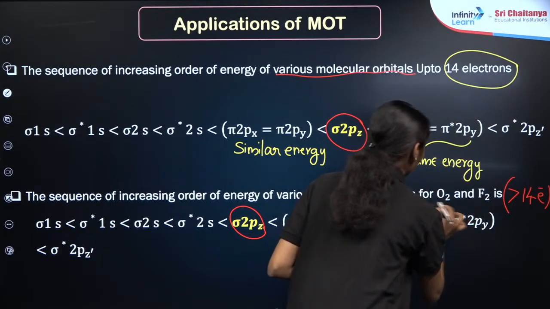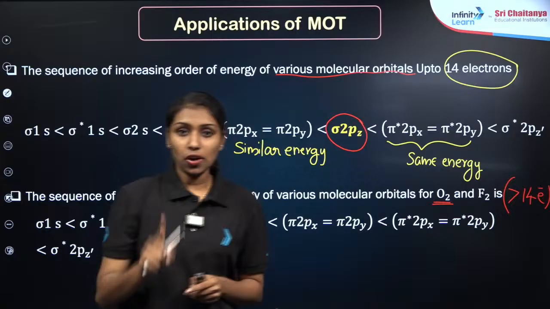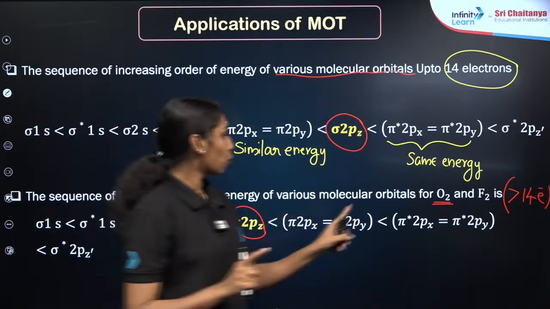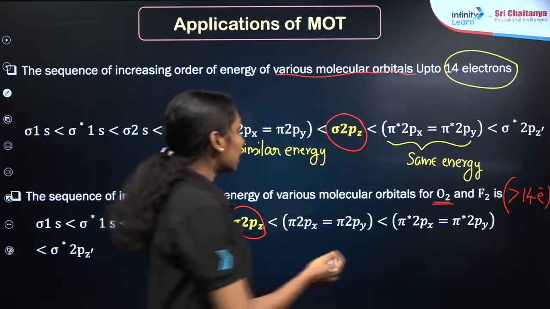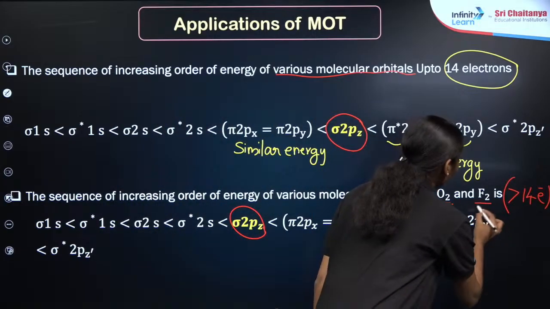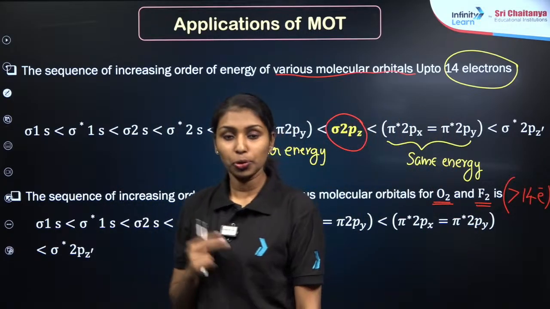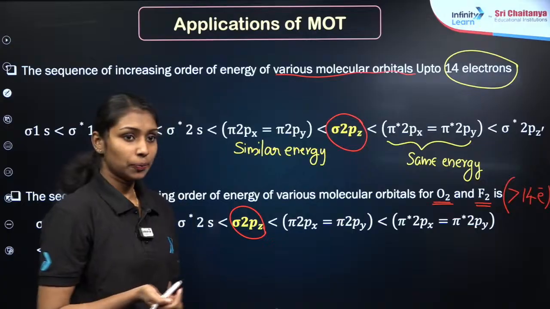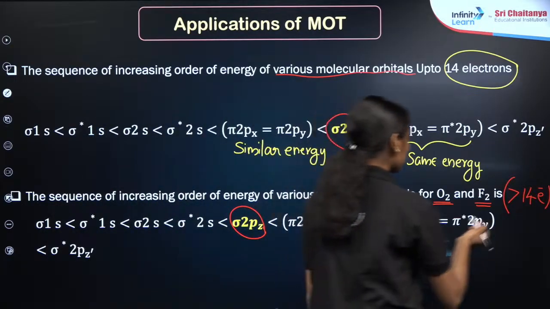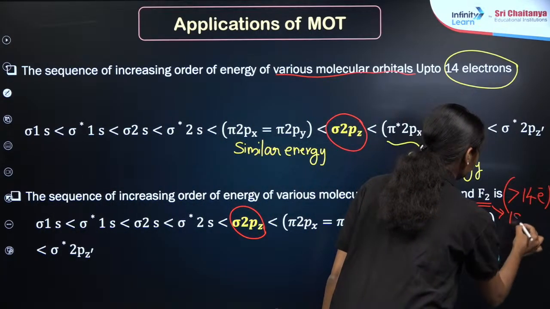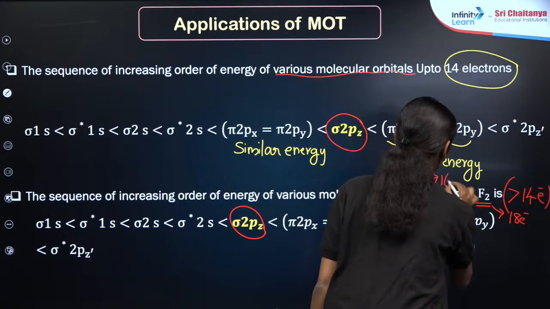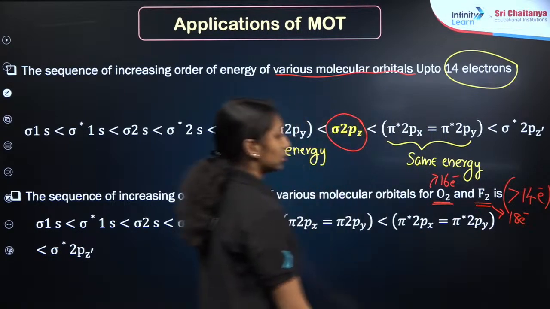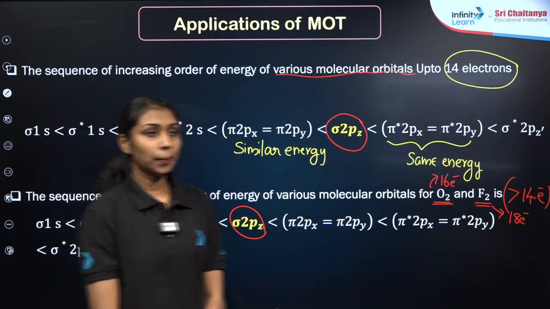For example, in the case of oxygen, one oxygen atom has 8 electrons, right? So for the O2 molecule, it is 8 plus 8, 16 electrons. Similarly, for the F2 molecule, one fluorine contains 9 electrons, so for F2 it is 9 plus 9, 18, right? Clear?